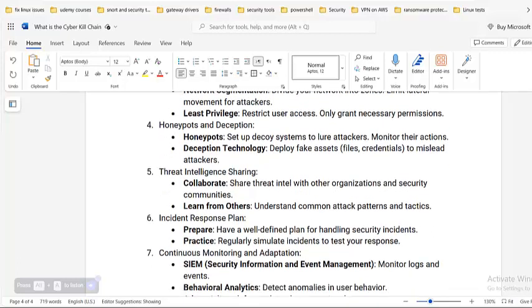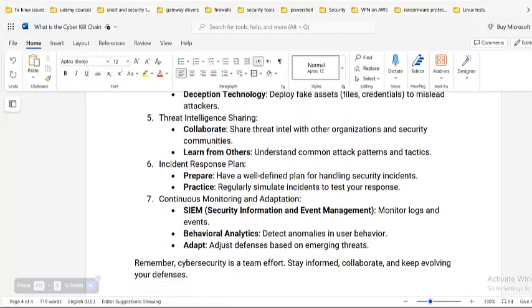Number six, incident response plan. Yeah, this is very important. Also, the same thing. I've worked with different companies, and one of the things they're missing is an incident response plan, or IRP, and I always get the same feedback: yeah, we'll get to it.